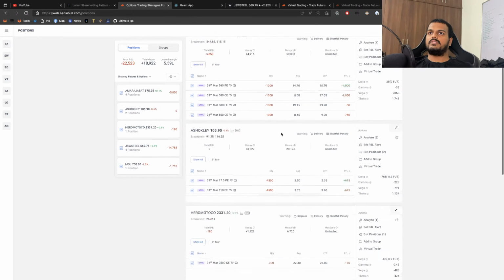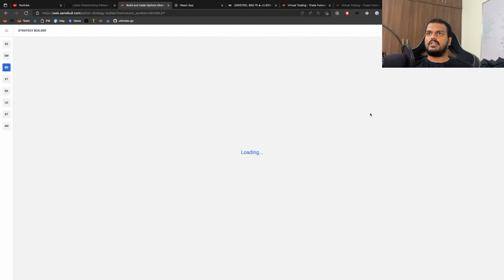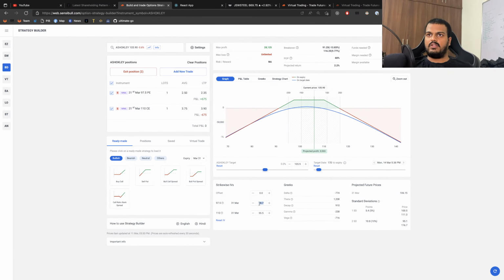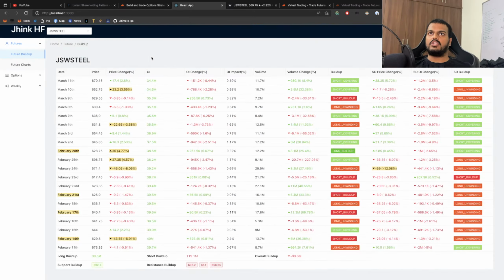The next one is Ashok Leyland, because this is another risky trade which had huge IV, 60 and 55 IV, and it has been going up 7%, and then the next day it has consolidated. Let's see the logic behind what's happening here in Ashok Leyland.